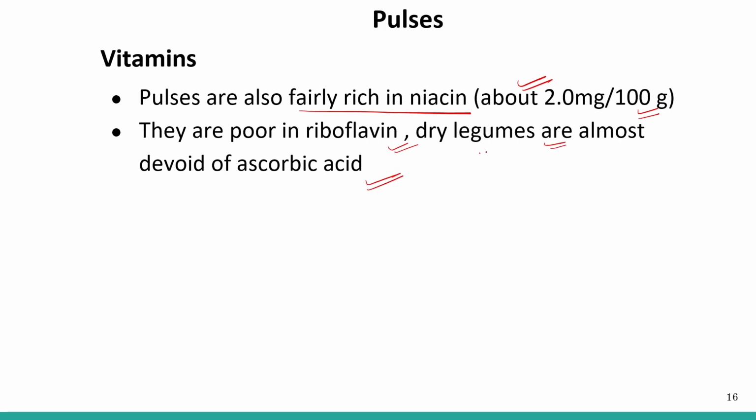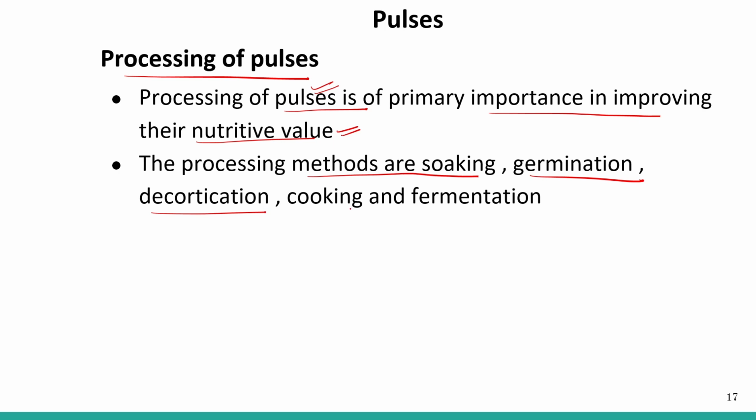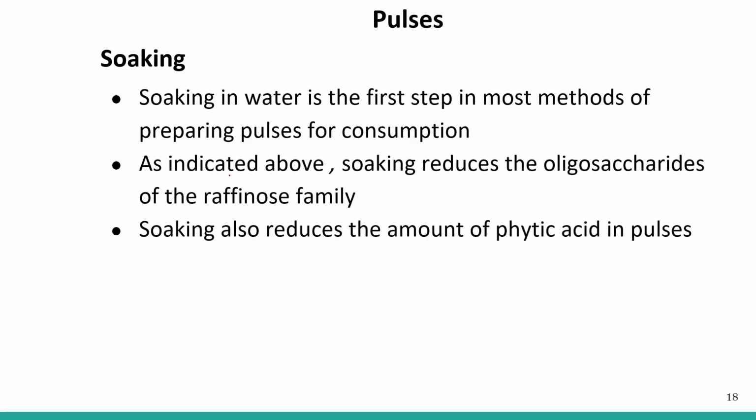So no vitamin C is present in the dry legumes. Processing of pulses is of primary importance in improving the nutritive value. So if we want to improve the nutritive value, we have to process the pulses. The processing methods are soaking, germination, decortication, cooking, and fermentation. So while doing all these things, we are improving the nutritive value of the pulses.